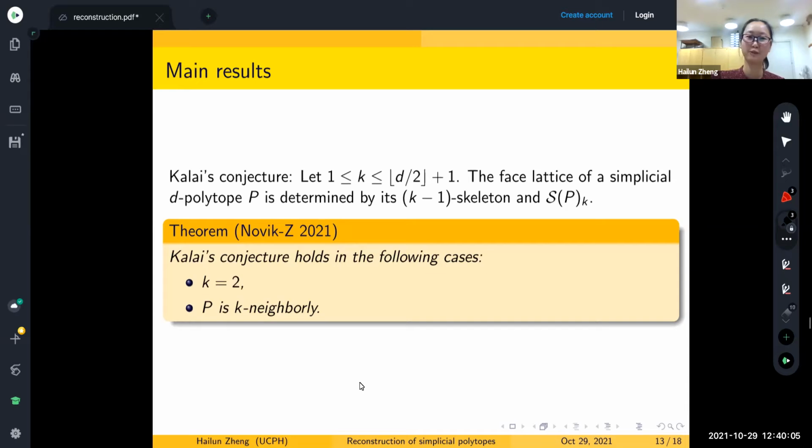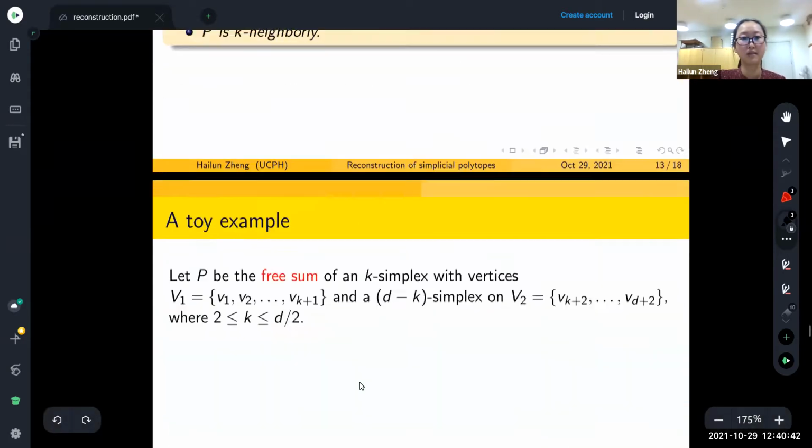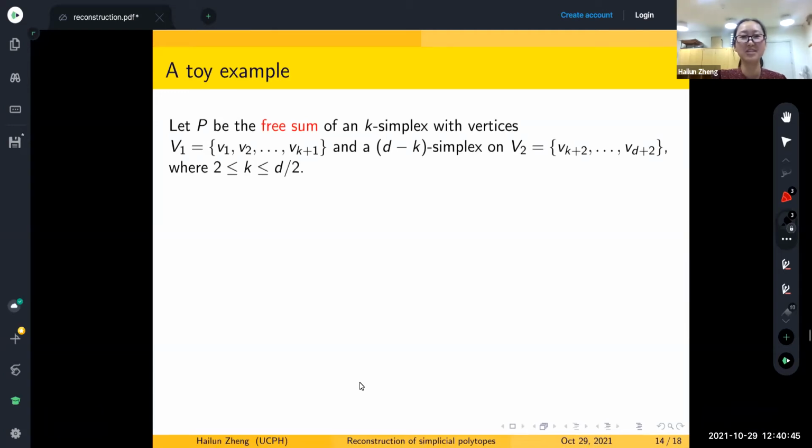Okay, so what we have proved is actually the following. We are not able to prove the conjecture in full strength, but we just consider some particular examples. So we proved this conjecture for the case k equals 2. This means that the simplicial polytope is always determined by the graph of the polytope together with the space of affine 2-stresses. Okay, and the second class that we could prove is for the k-neighborly polytopes.